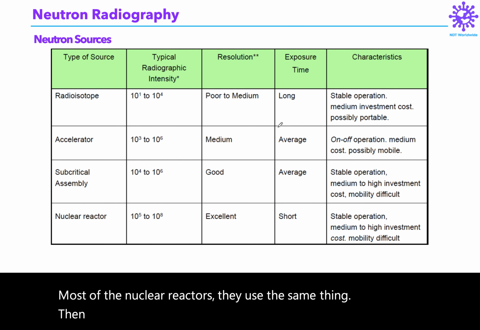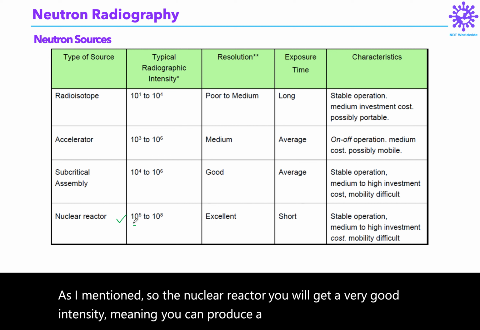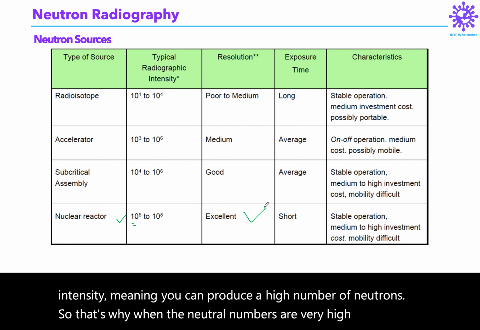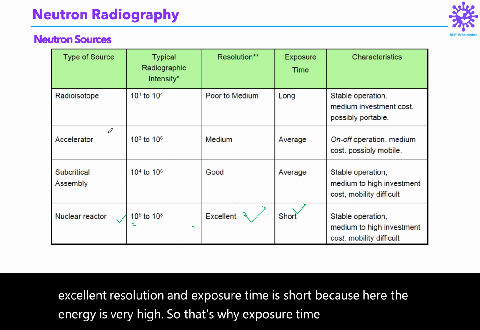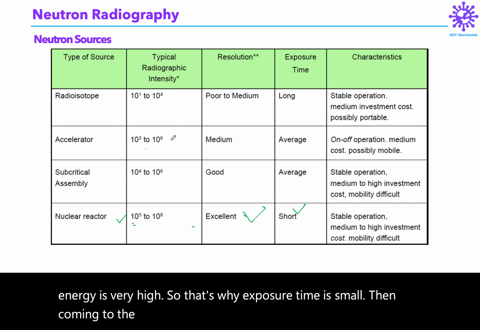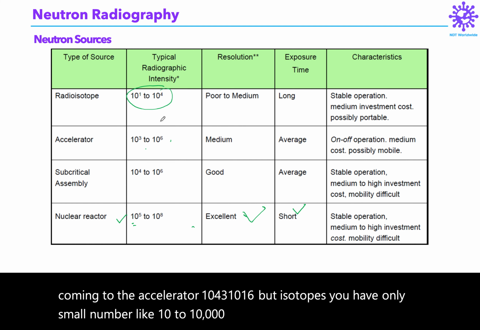Then coming to the neutron sources, as I mentioned, with a nuclear reactor you will get a very good intensity, meaning you can produce a high number of neutrons. When the neutron numbers are very high, you will get excellent resolution and the exposure time is short, because the energy is very high. Then coming to the accelerator, 10 power 3, 10 power 6. But with isotopes, you have only a small number, like 10 to 10,000 neutrons, that you are capable of producing.